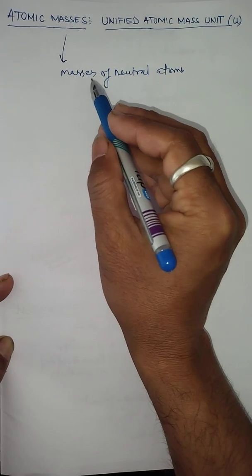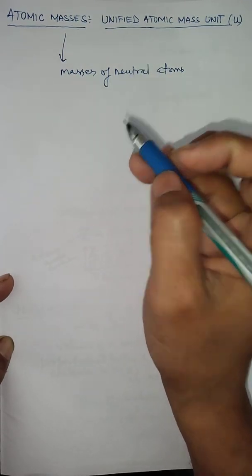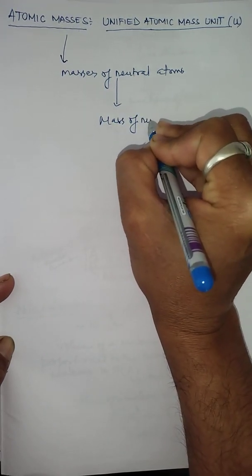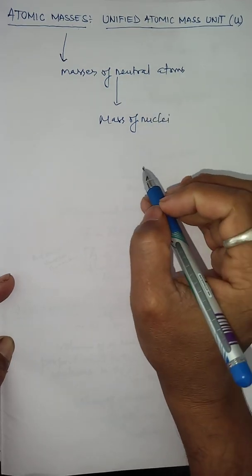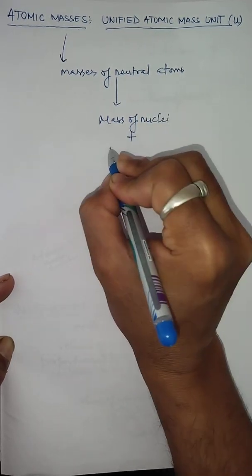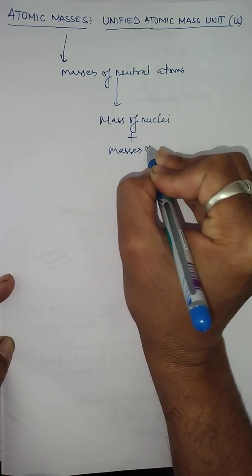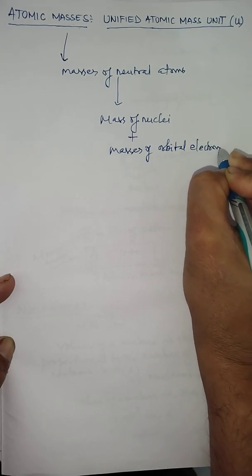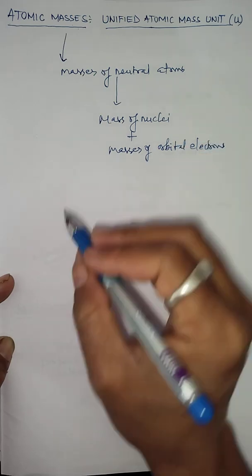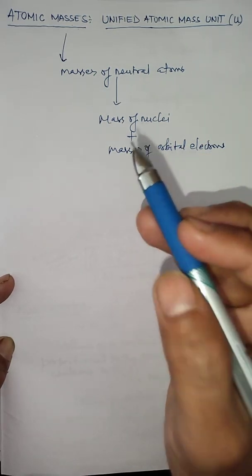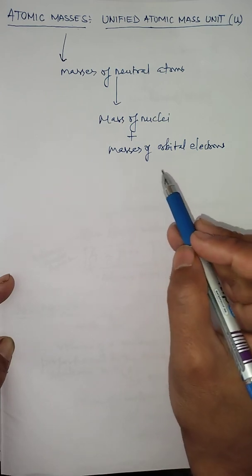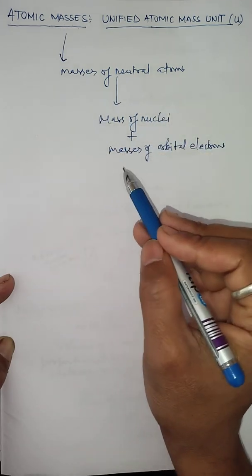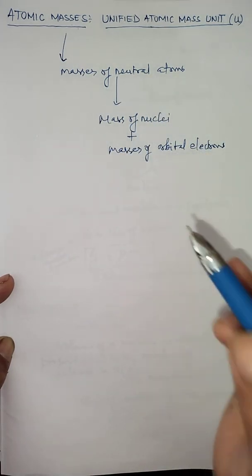Now, the mass of a neutral atom includes the mass of the nucleus, or we can say nuclei, because there can be more than one atom. This is followed by the masses of the orbital electrons. Because in an atom, the nucleus is present and the electrons revolve around the nucleus. Which means the atomic mass is the mass of the orbital electrons, whatever the number of orbital electrons, plus the mass of the nucleus. That measures the atomic mass.